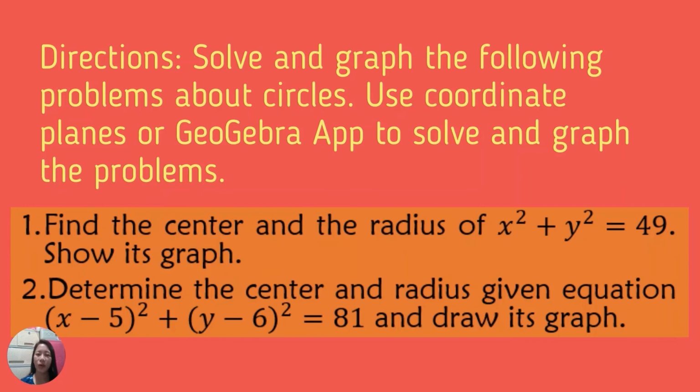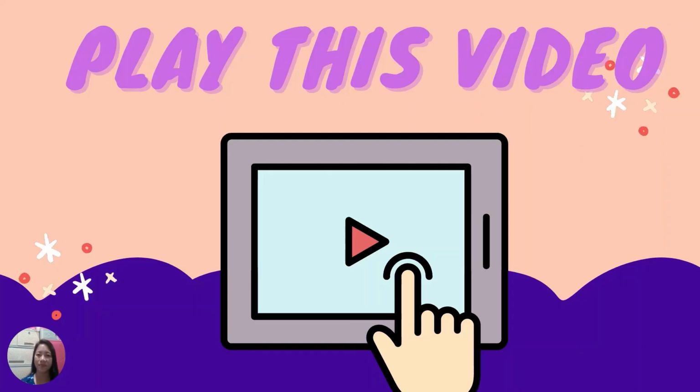For our activity, we are going to solve and graph the following problems. You may use the coordinate plane or GeoGebra app in graphing each equation. Number 1. Find the center and the radius of the circle x^2 + y^2 = 49. Show its graph. Number 2. Determine the center and the radius given the equation (x - 5)^2 + (y - 6)^2 = 81 and draw its graph.